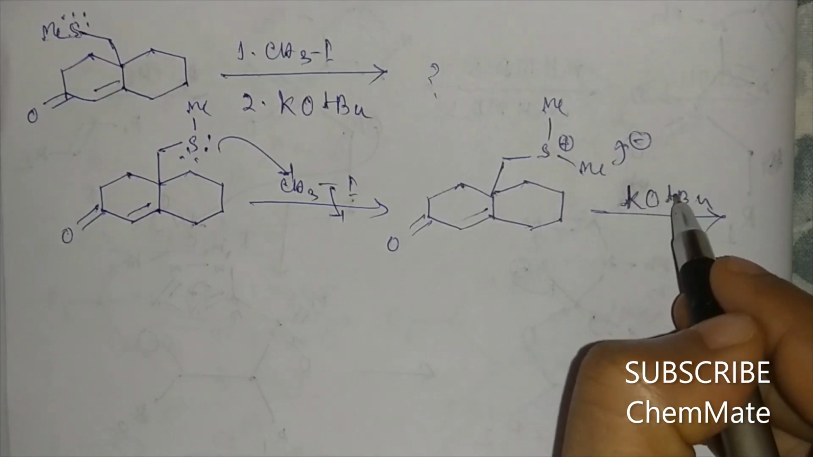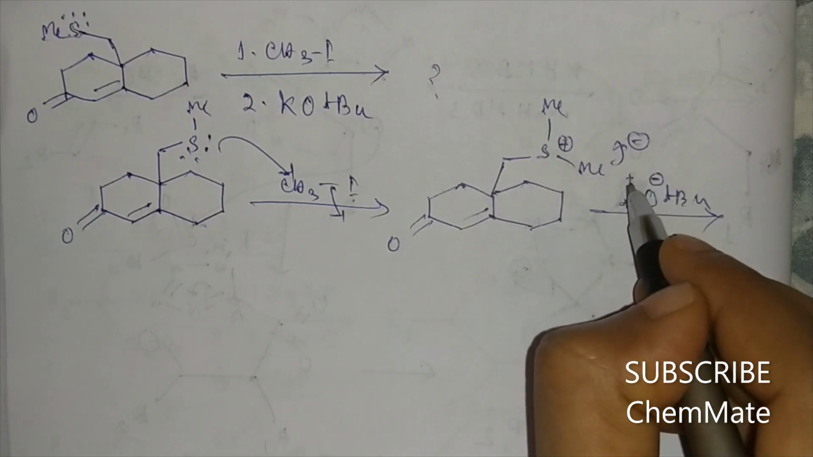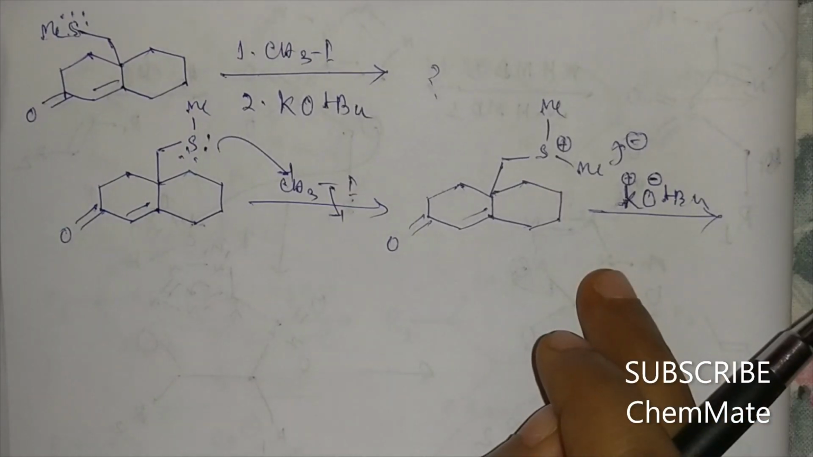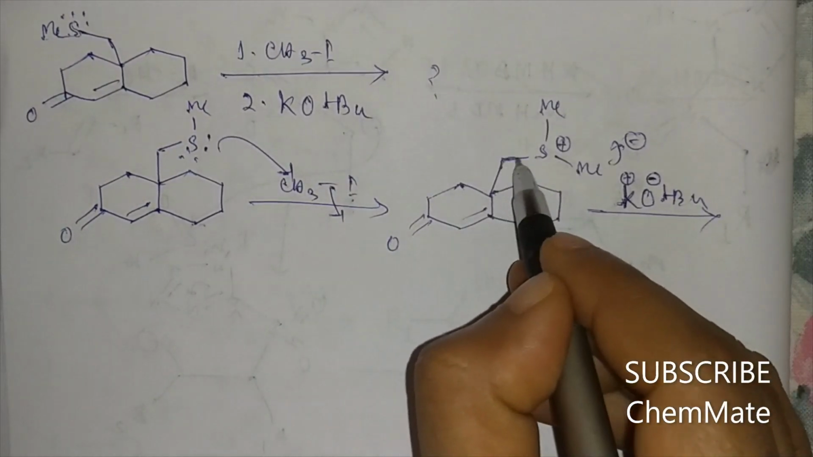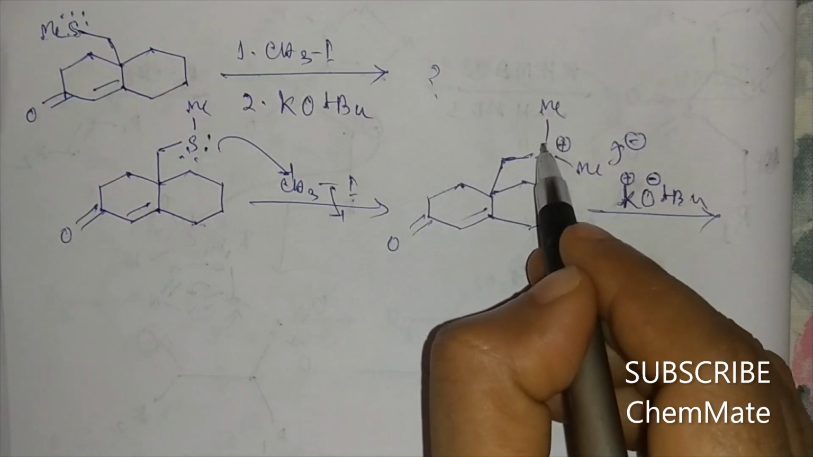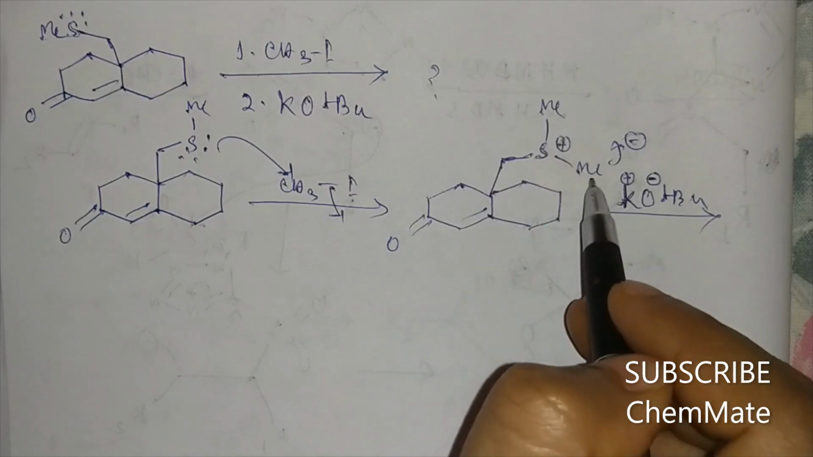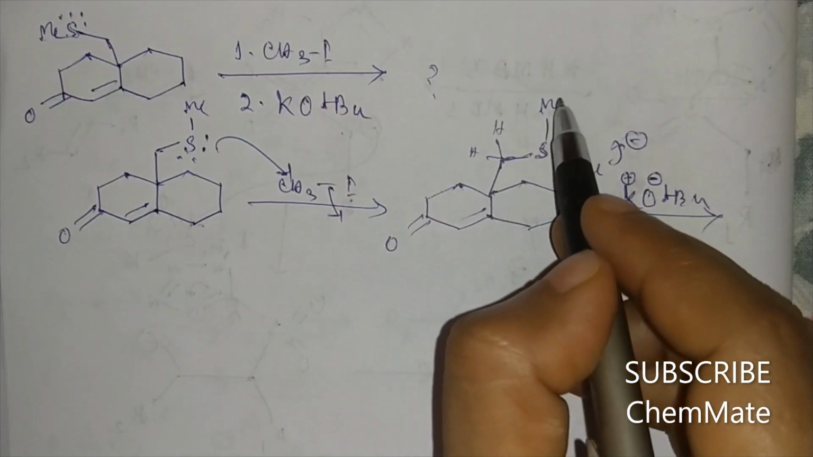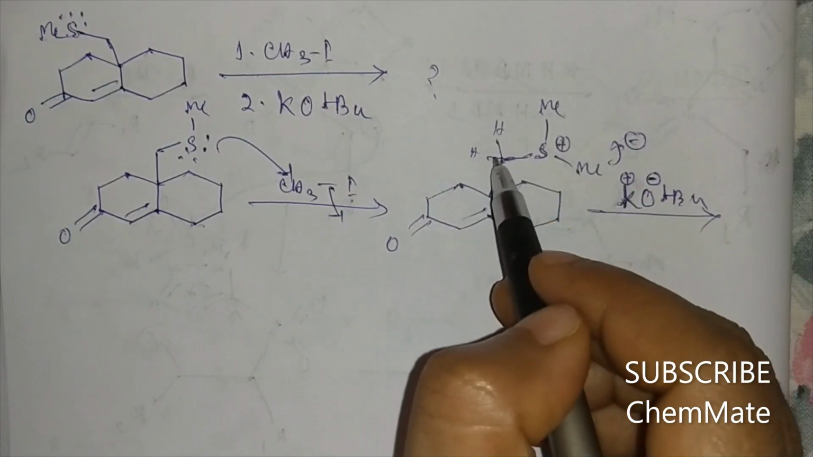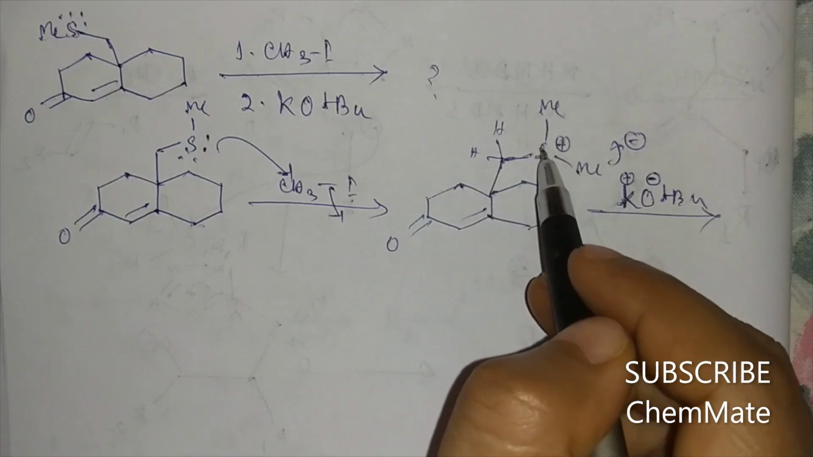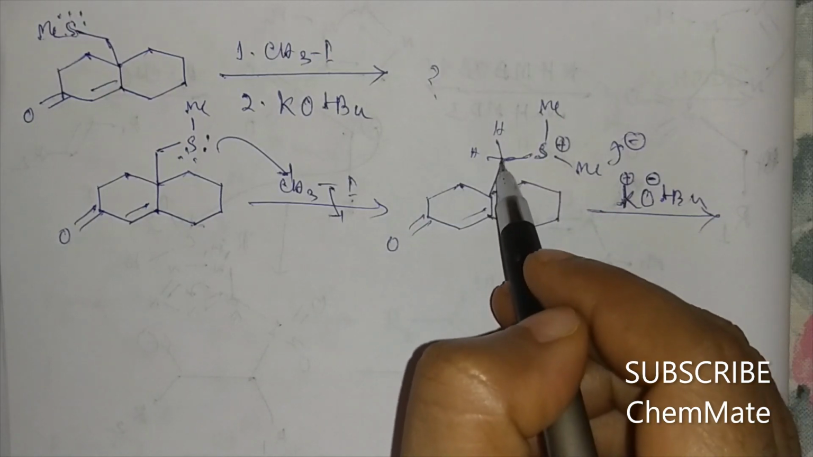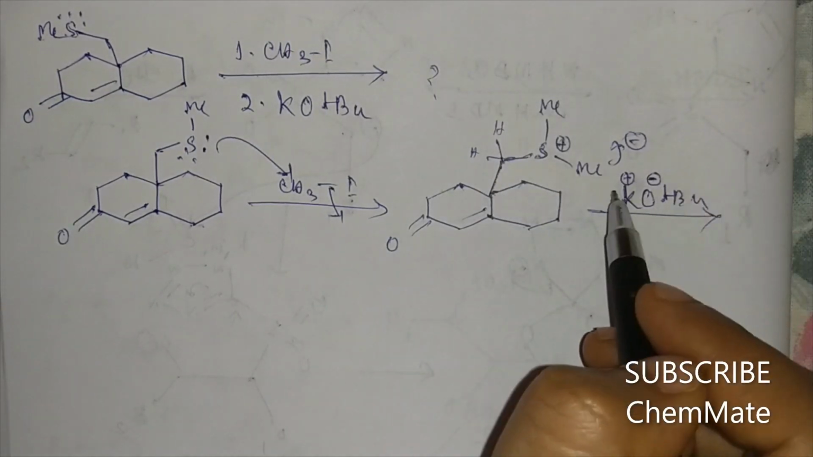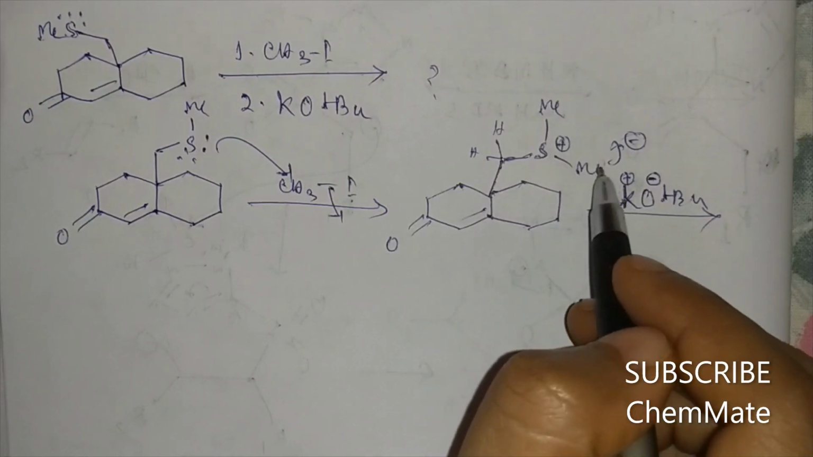Now if it is treated with a base, potassium tertiary butoxide, KOtBu, it will abstract a proton which is most acidic here. So here the sulfur is positive, so these two methylic protons and these protons are acidic. Now between these methylic protons and these protons, methylic protons are more acidic because here the carbon is 2 degree, so this is less acidic than this methylic proton, so it will abstract preferentially this methylic proton.